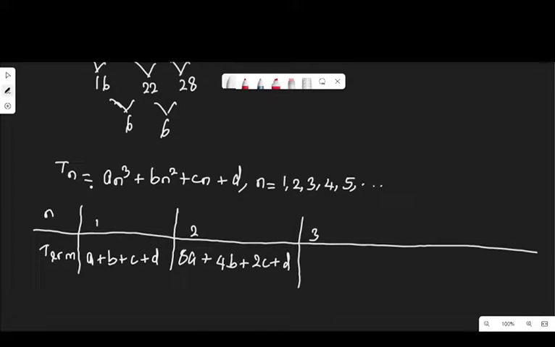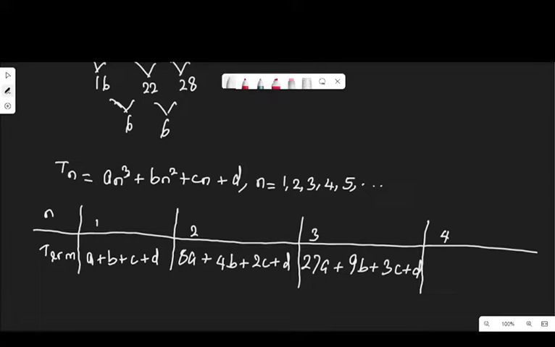When n is equal to 3, if we put in 3 here, 3 to the power of 3 is 27. 27 times a is 27a. Plus 3 to the power of 2 is 9. 9 times b is 9b. Plus 3 times c is 3c. Plus d. Okay, that is when n is equal to 3.